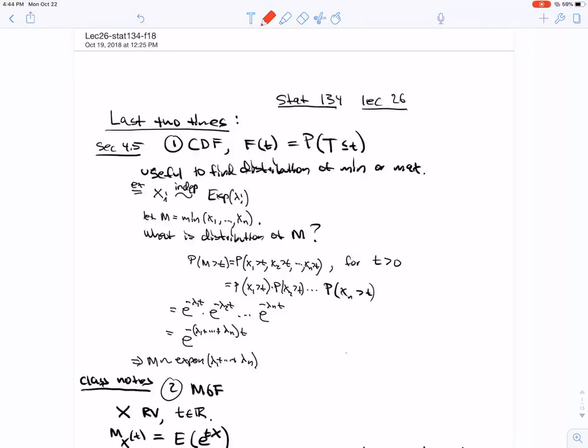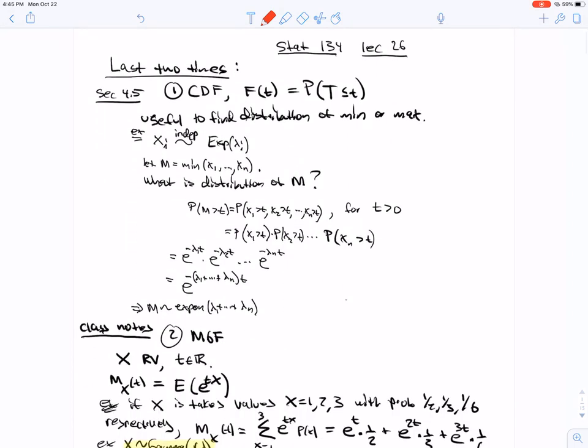The last two times we did a lot of things. Back on Wednesday, we covered section 4.5, talking about the CDF. The CDF is the probability that T is less than or equal to t. This can be useful, for example, for finding the distribution of a min or max.